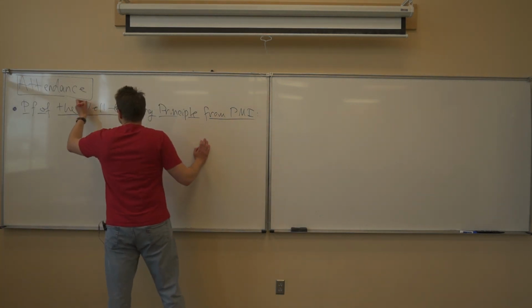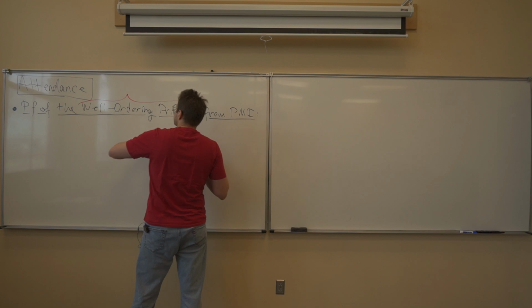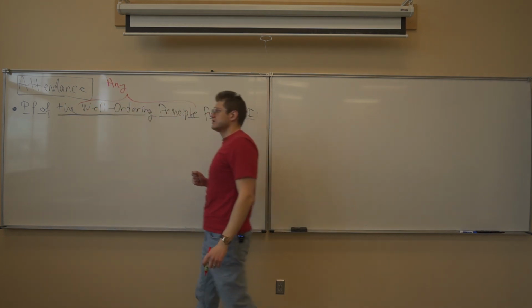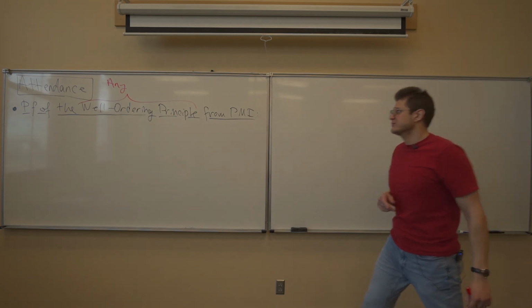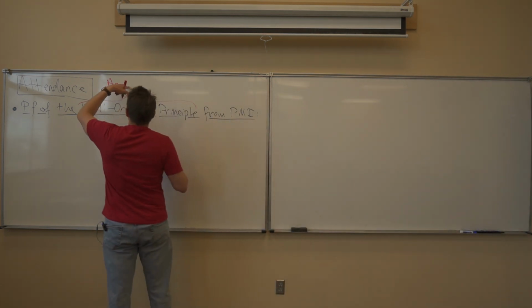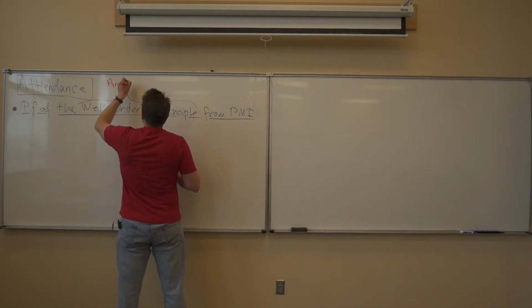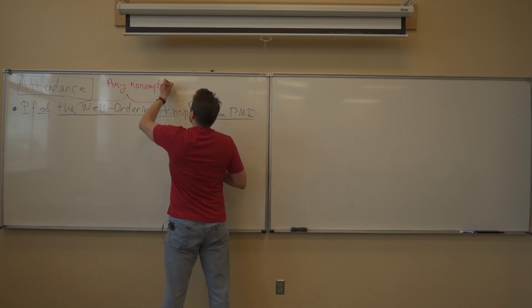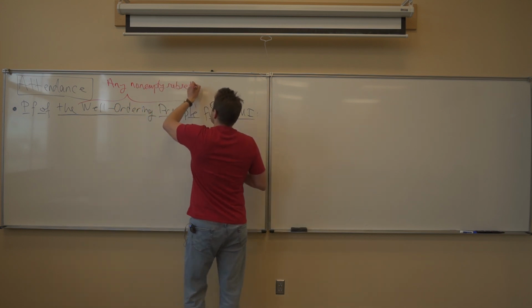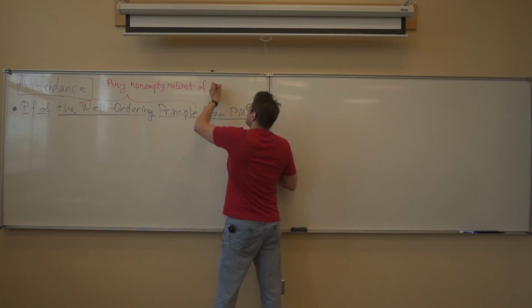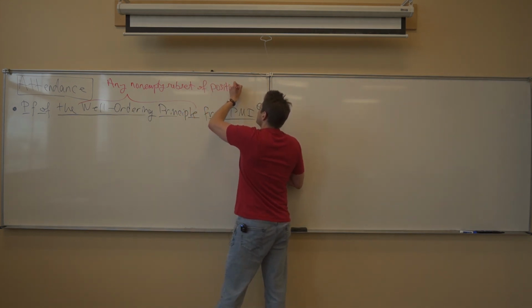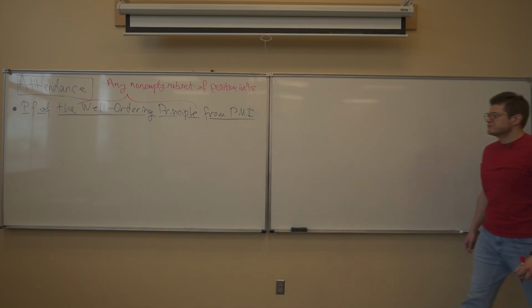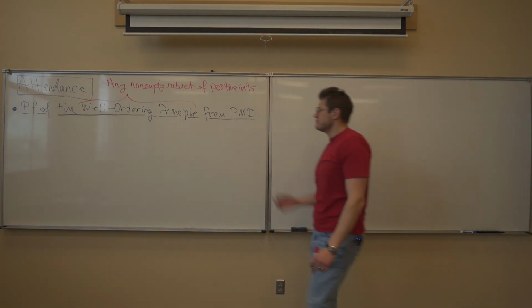So this well-ordering principle says any, of course, it has to be non-empty, right? Any non-empty subset of positive integers, let me just say ints, has a least element, has a min.